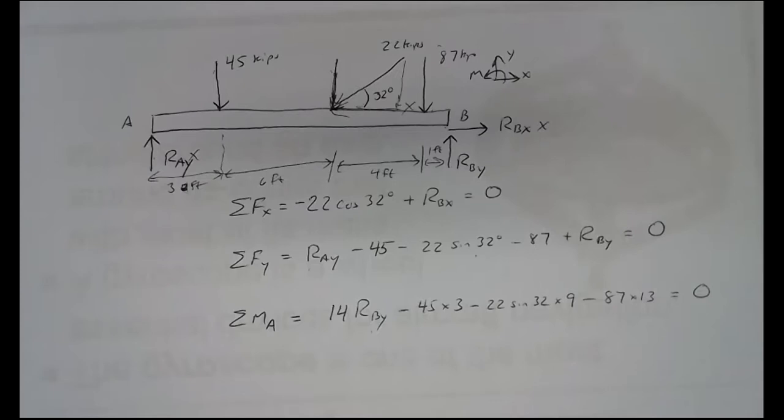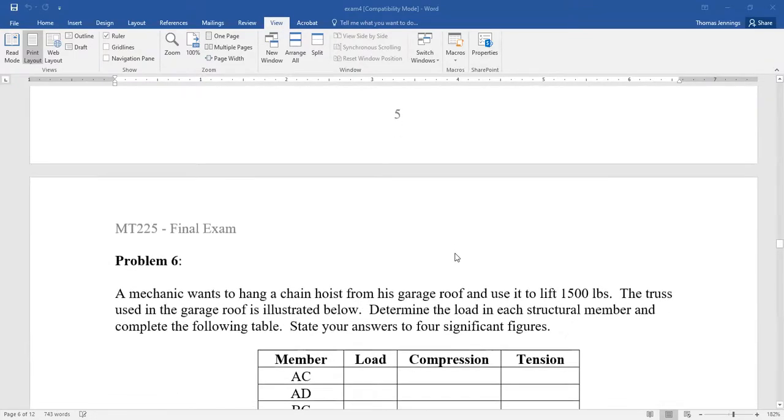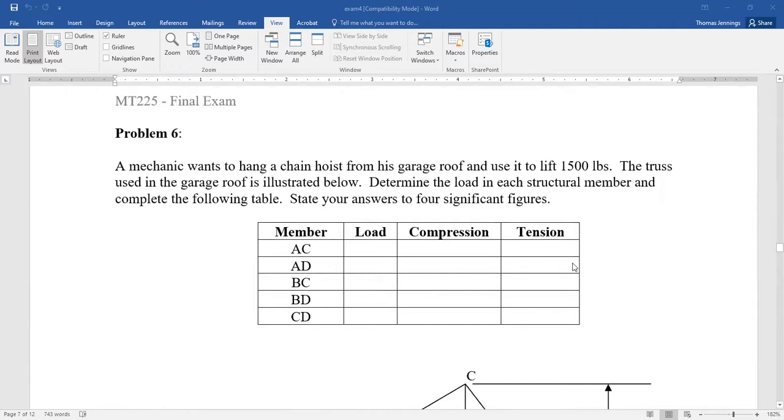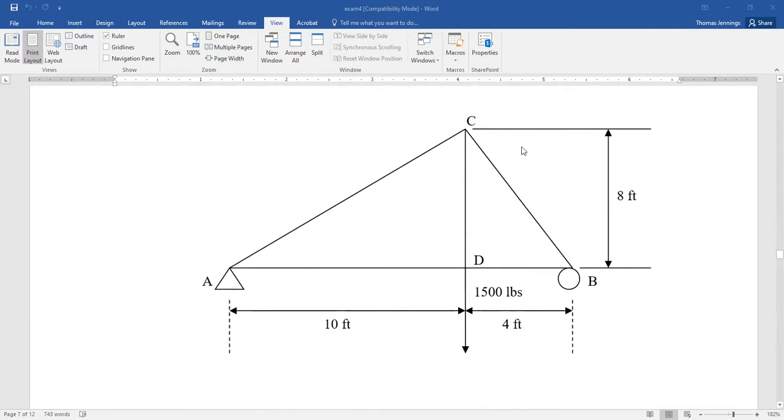Then we went into our second exam material, which was all about trusses. So our first problem here, we've got a truss, and we've got a mechanic who wants to hang a chain hoist from his garage roof and use it to lift 1,500 pounds. The roof truss is illustrated below. Determine the load in each structural member and complete the following table. So we've got a 4-member truss here, and it's kind of a modified, just typical roof structure. We've got this vertical piece here going up to the apex, and something that's only spanning 14 feet.